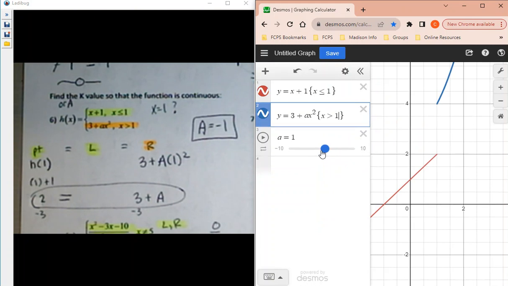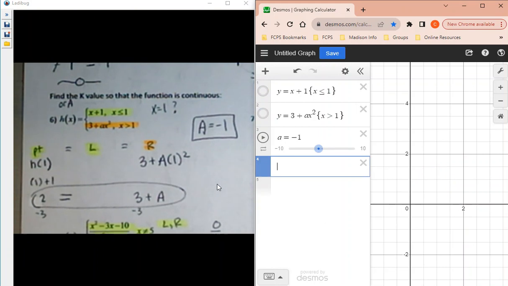Now, as I move a, there's the continuous function where the left and the right are equal. Now, this says a is supposed to be -1, right? You can slide it. Noticing as a changes, it's a jump, it's a jump, it's continuous. So that's how I can check it graphically to make sure you actually have a continuous function resulting when you get that a value. All right, so now I'm going to hide these, okay? And I'm going to try the next one.